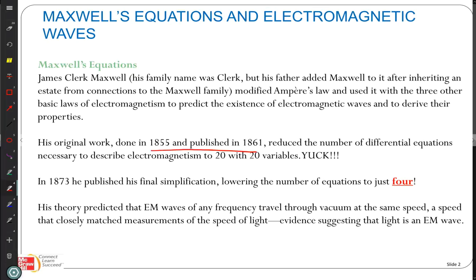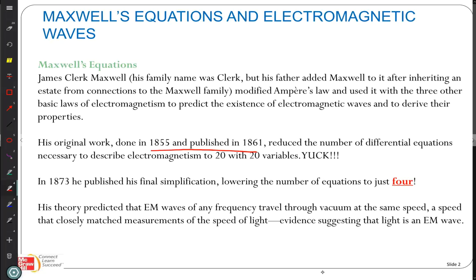Between 1855 and 1861, he sat down to try to unify all of the known information about electricity and magnetism. And in 1861, he wrote a paper where he was able to bring it down so you only had 20 differential equations with 20 unknowns to solve. And as I said up there, yuck, right? 20 differential equations with 20 variables to solve. I don't want to do it. Those guys had to be really, really devoted to try to solve those kinds of problems.